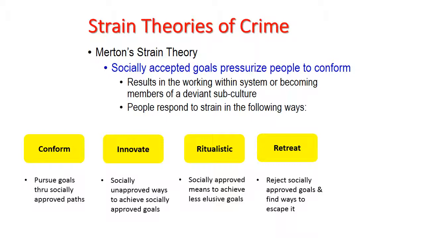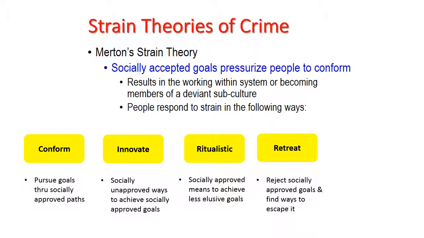In the next category, it's what he calls the retreatist. And these are the group of people who may reject the socially approved goals and find alternate ways to escape from it. So they don't have to deal with the fact that they're unable to achieve these goals and may be seen as failure in the eyes of society.